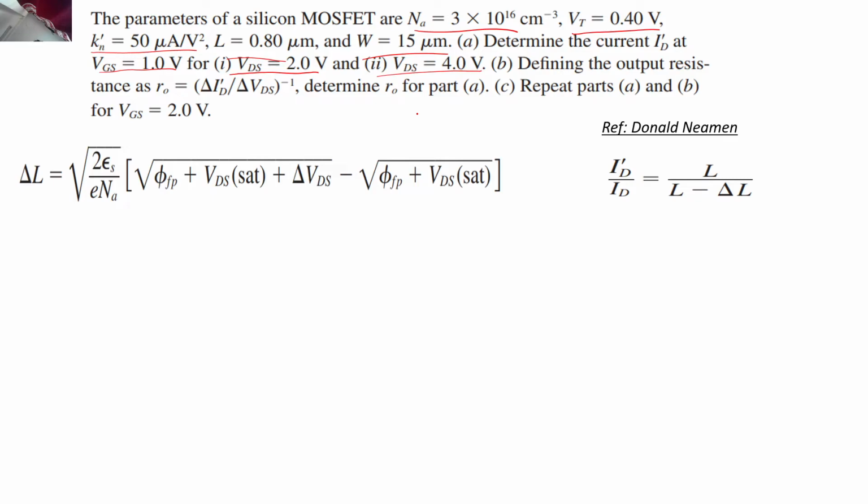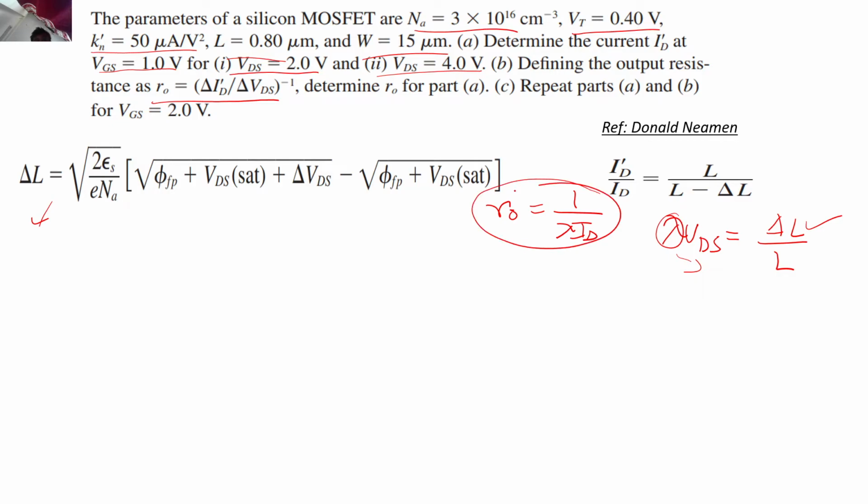Just substituting the values, right? Yeah, you're just substituting the values, and the only new part is they are asking you to calculate the output resistance. This output impedance, you know, is 1 upon lambda ID. You also know the relation: lambda times VDS is delta L by L. So you calculate delta L first using this formula, then you calculate lambda, and the moment you calculate lambda, you get the output impedance. This is the only additional concept. So you guys are familiar with just substituting the values over here, right?